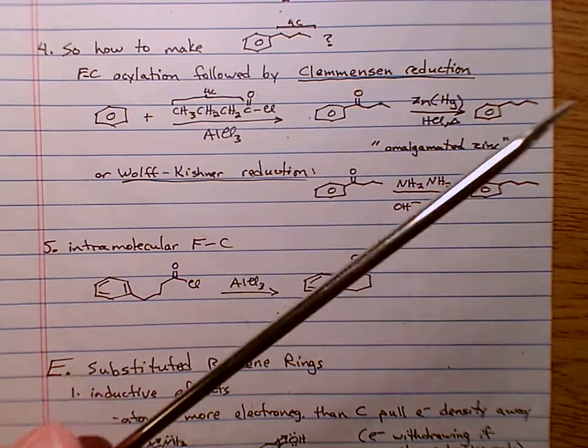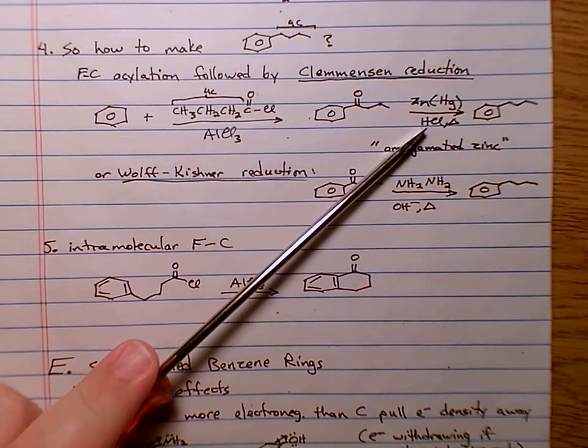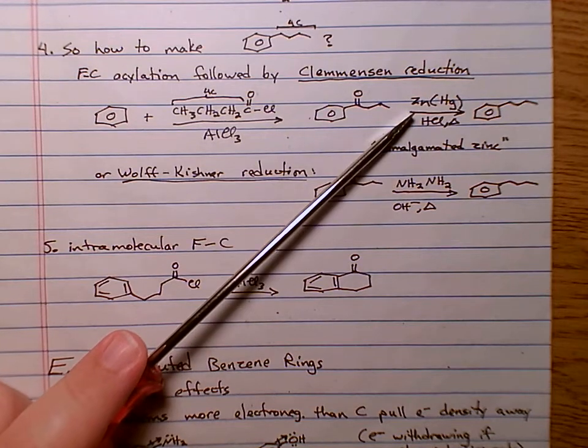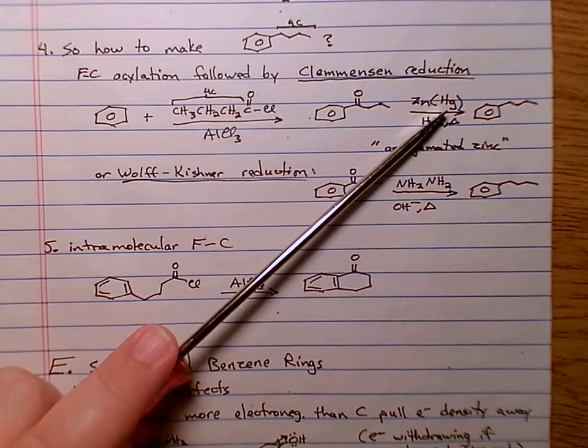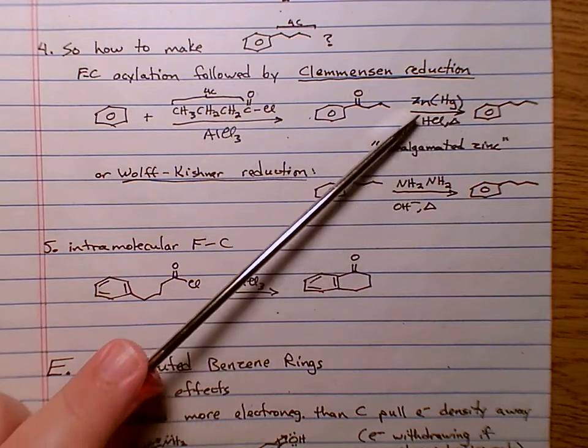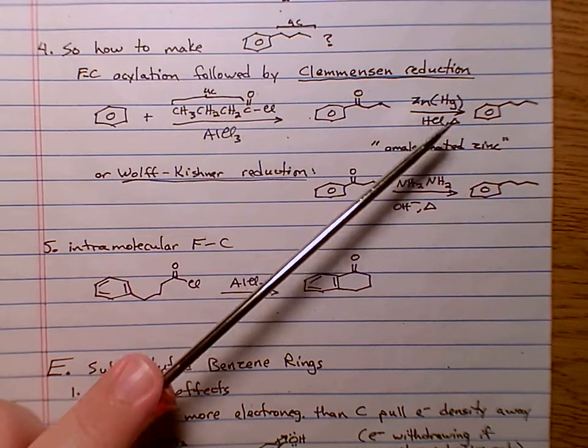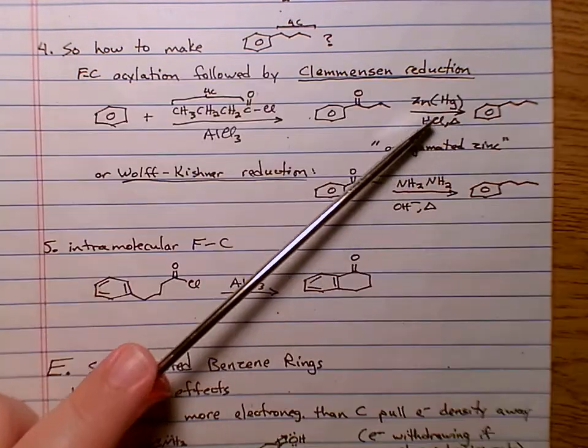Here's why. Clemmensen, HCl, hydrochloric acid, pretty cheap. You can get that amalgamated zinc. Now, mercury isn't the best thing for you, but this amalgamated zinc isn't too bad. Just watch what you're doing. It's not that expensive either.